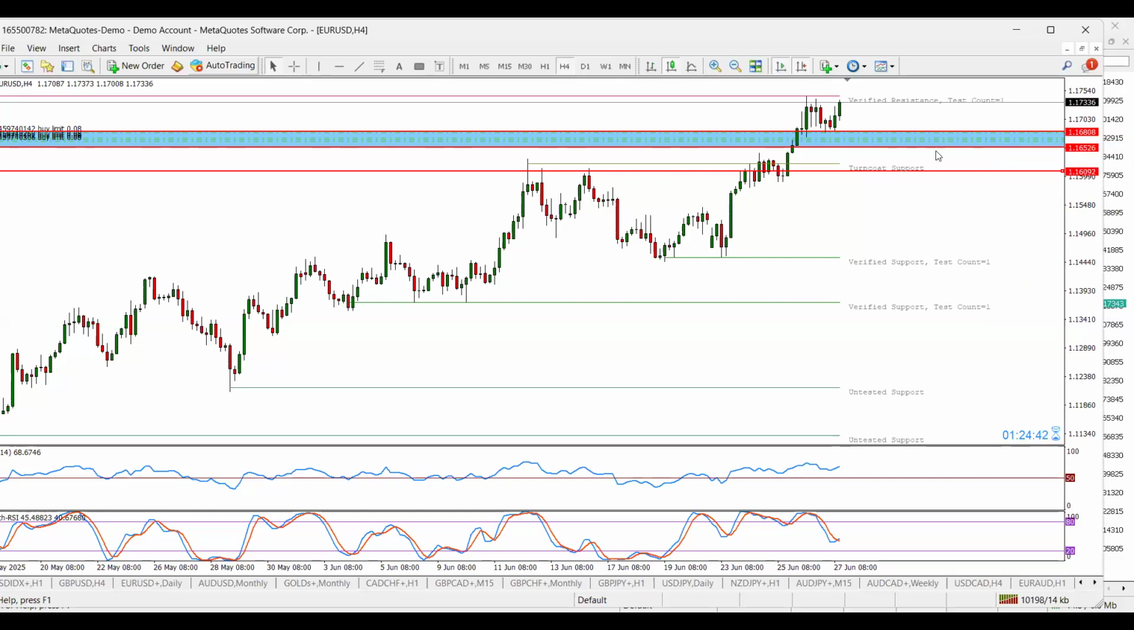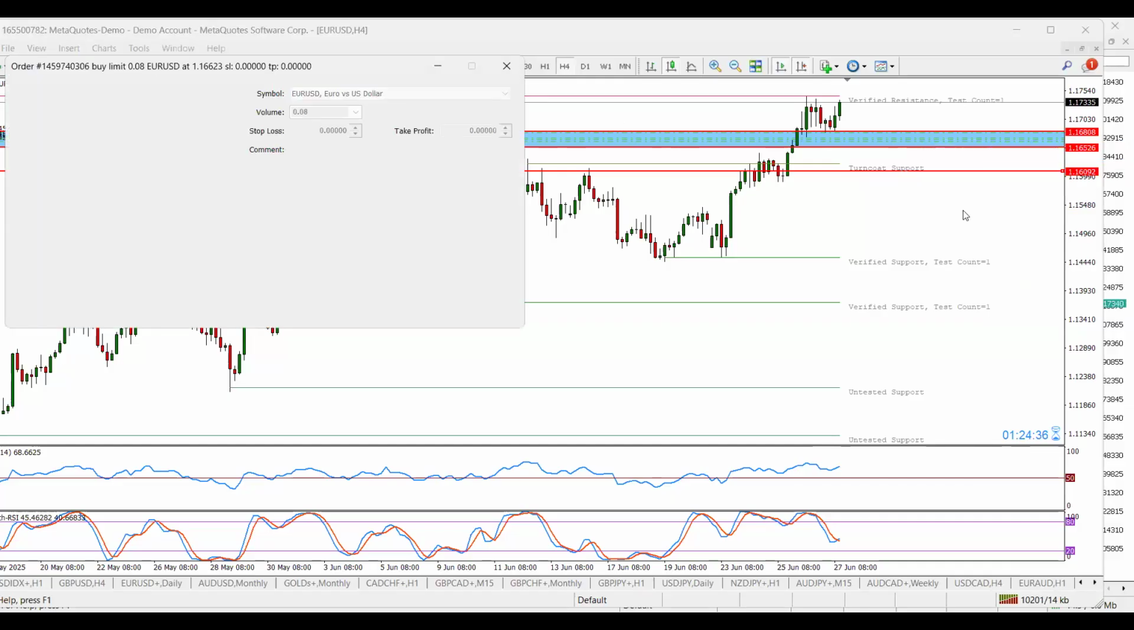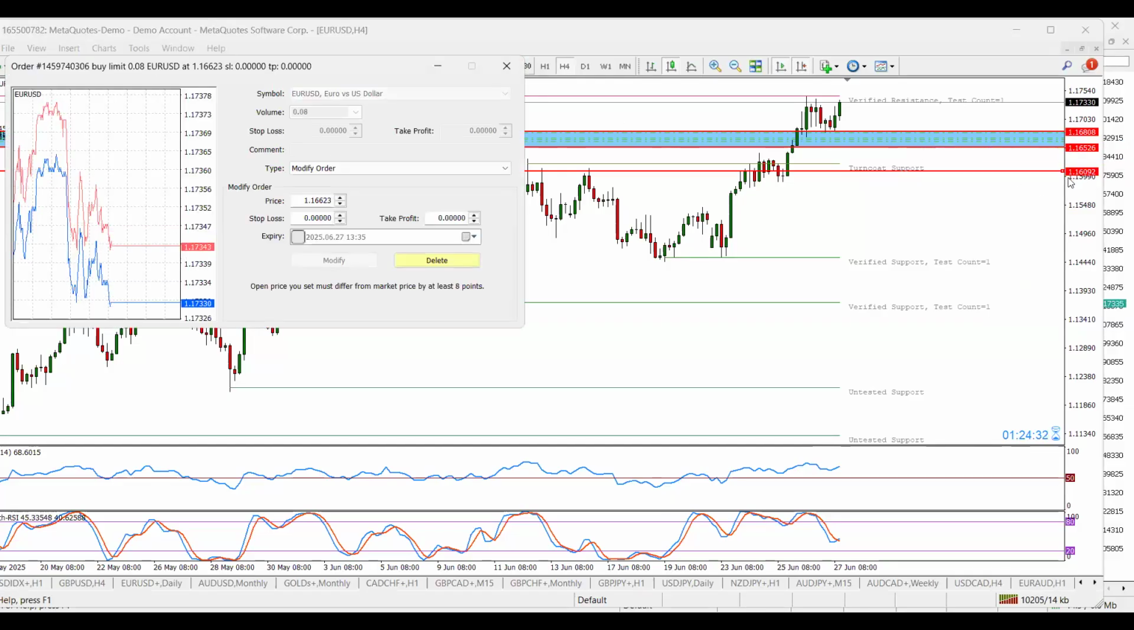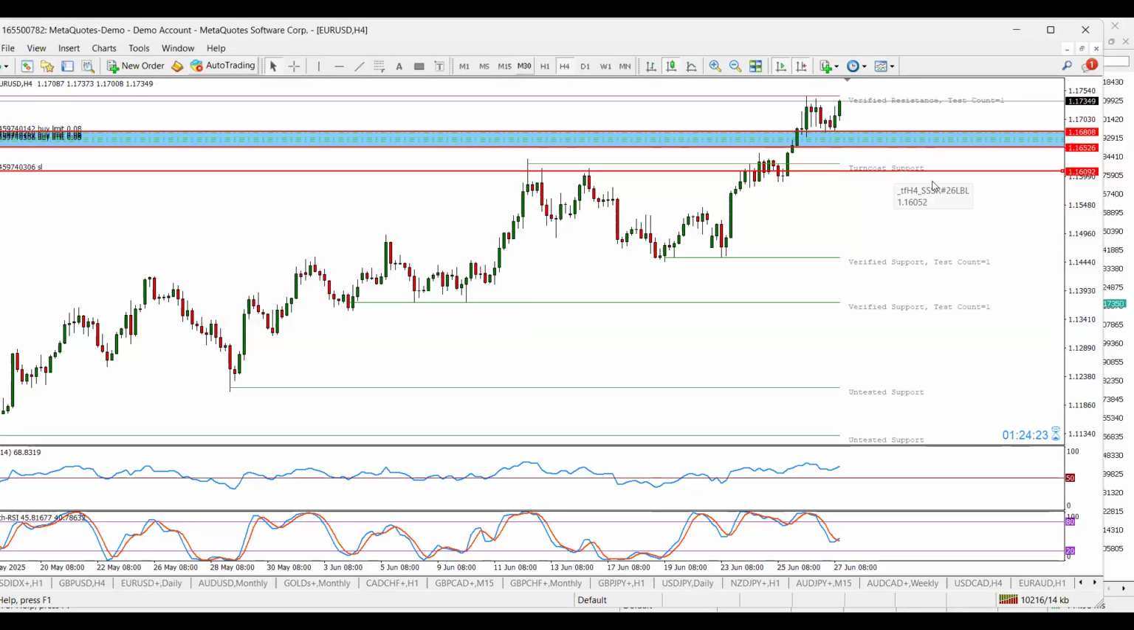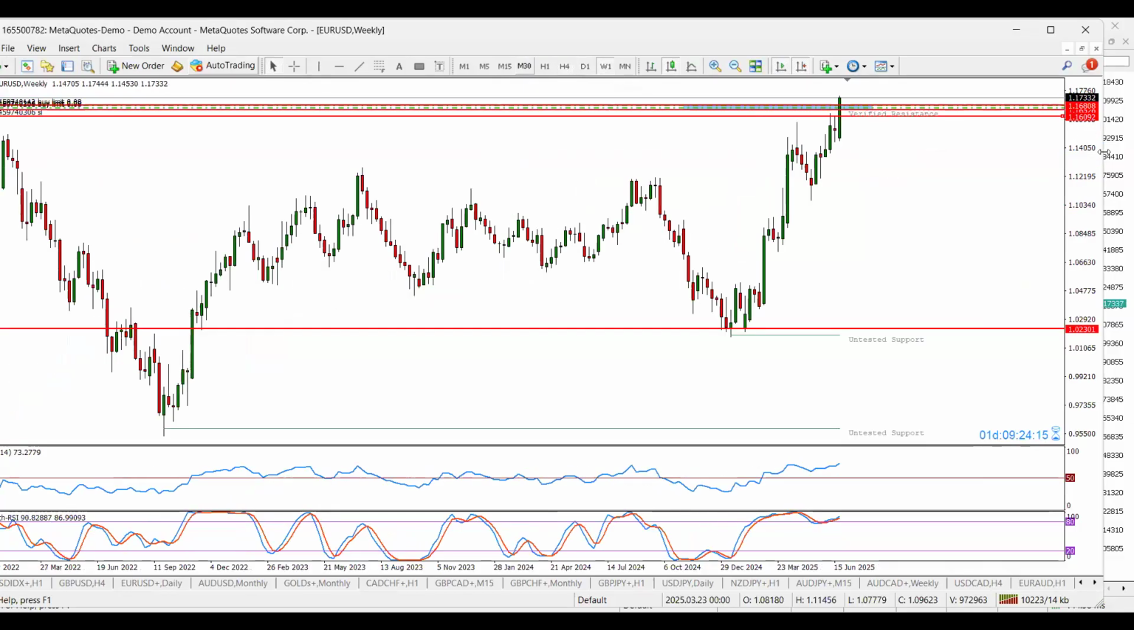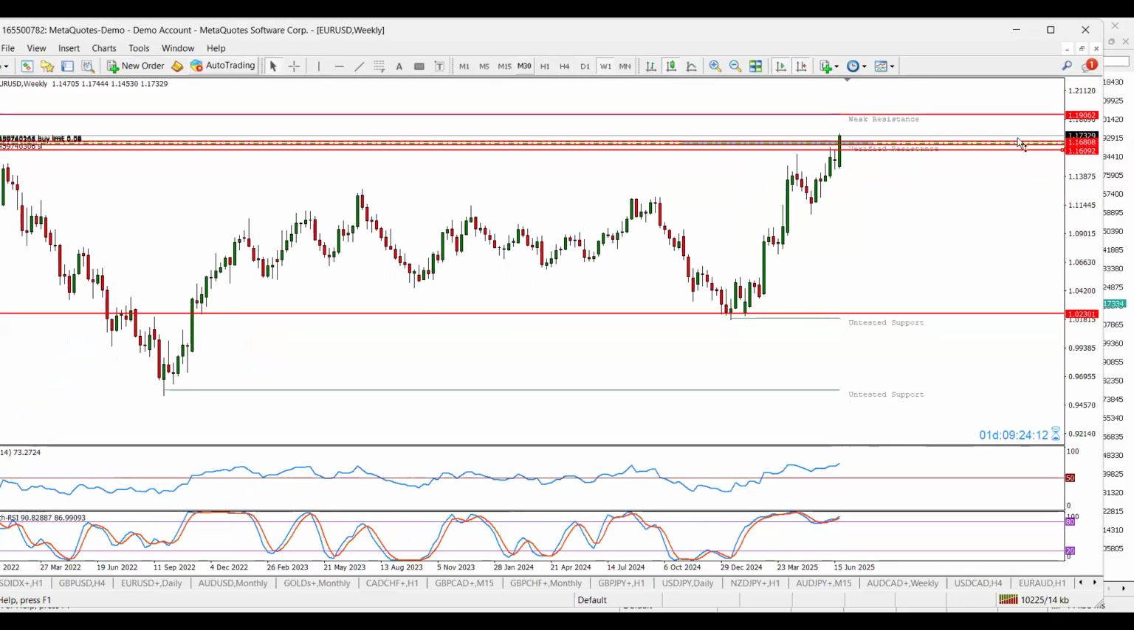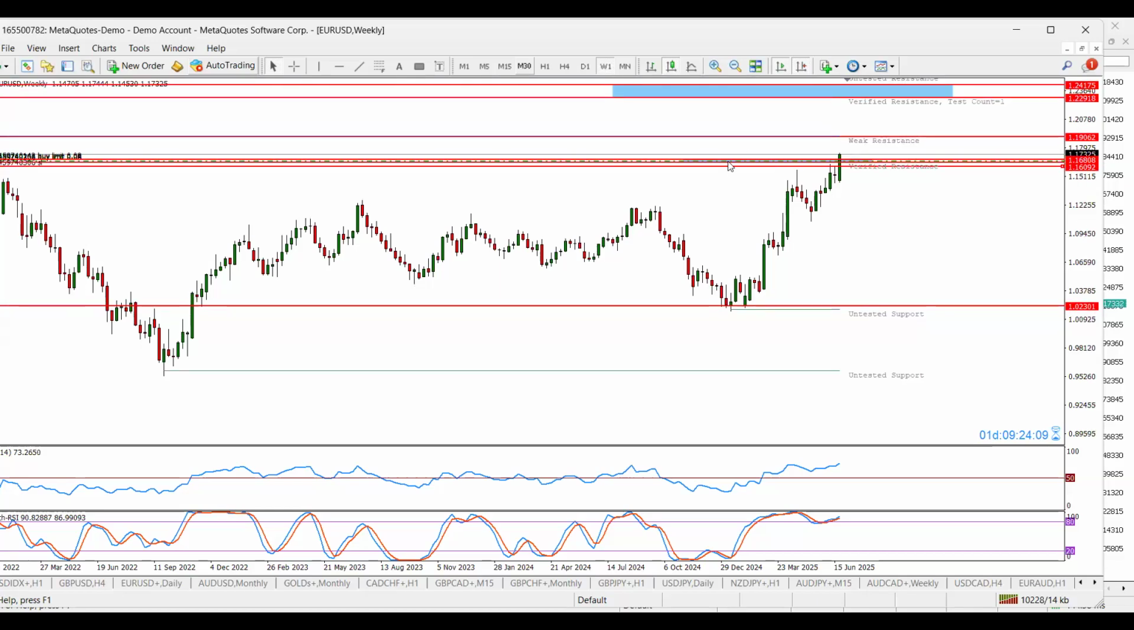If I put a buy limit, what is the stop? Let me quickly put a stop loss. Let me put the stop loss at, let's say, 1.16092. Modify. This is the stop loss. Look at the stop loss. The stop loss is $42, right? Okay, fine. Let me put take profits. Take profit 1, take profit 2.